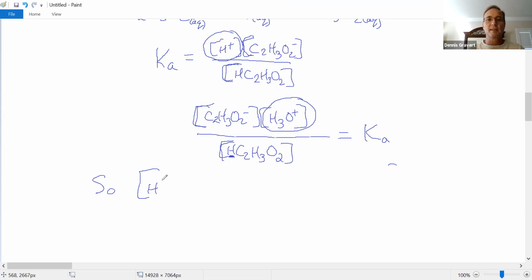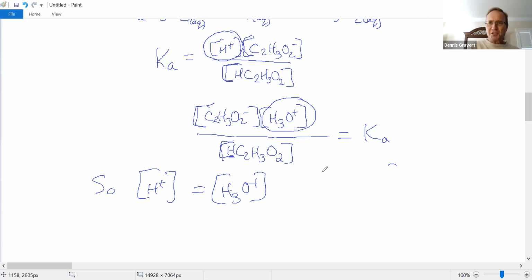So H+ equals hydronium. They are equivalent. They mean the same thing. So if someone ever writes the equilibrium expression for you, don't get flustered if you sometimes see H+ or hydronium. They mean the same thing. Cool. Okay. So we got that.